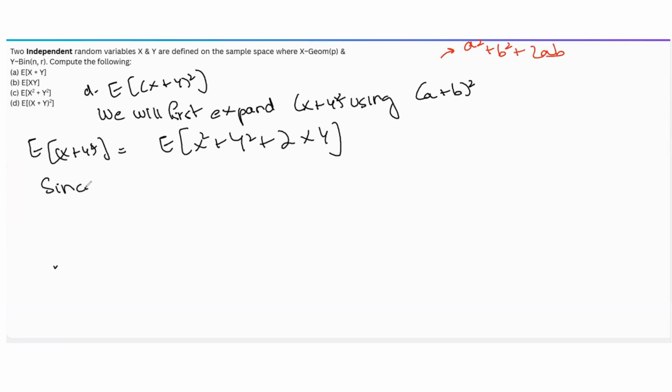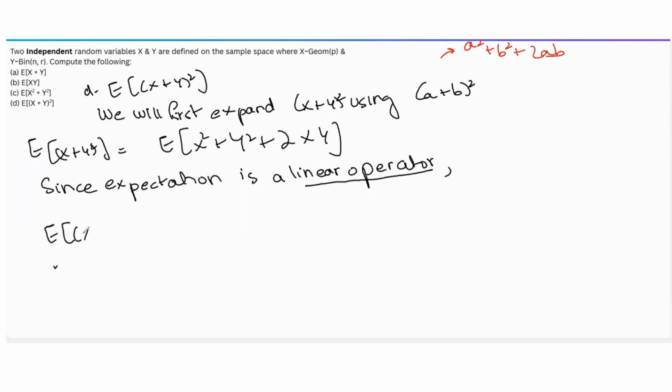Now, again we're using the fact that expectation is a linear operator, which means that expectation can go inside summation and constant multiples can come out. This is a very important property of expectation. So using this property, we can write the expected value of (x plus y) squared as the expected value of x squared plus the expected value of y squared plus 2 times the expected value of xy, right? Because expectation is a linear operator, we can write this as a sum of expectations, and we can take the constant multiple 2 out.